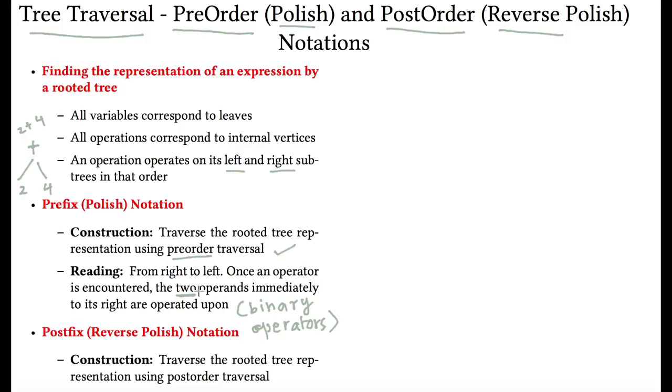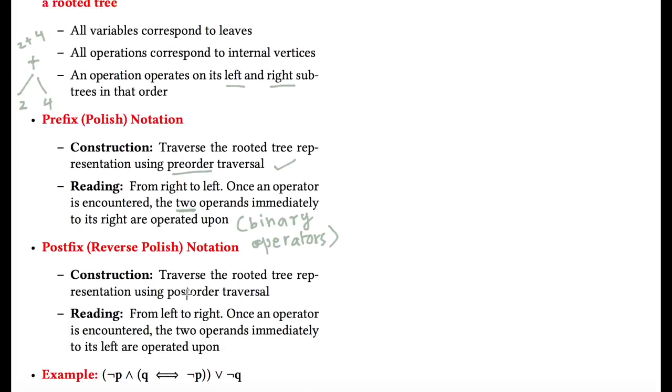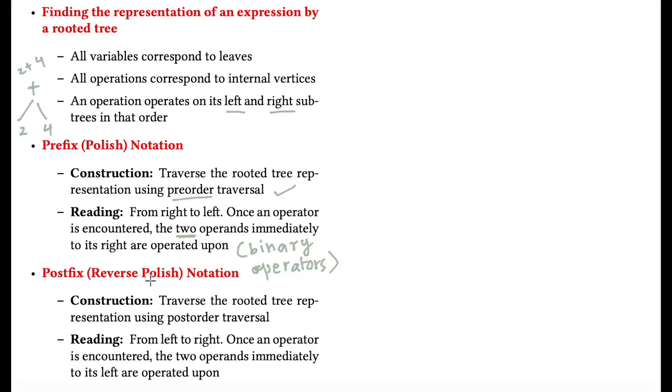And by just natural extension, the postfix notation is constructed by traversing the rooted tree in a post-order traversal. It is read from left to right, and once an operator is encountered, again the two story is the same for binary operators only. The operands immediately to its left are operated upon. So we reverse it, but you will see that once we have the postfix notation, it is not the reverse of the prefix notation. Although the steps look like we can just flip it from right to left and get the prefix notation, it will not be the case, as you will see shortly.